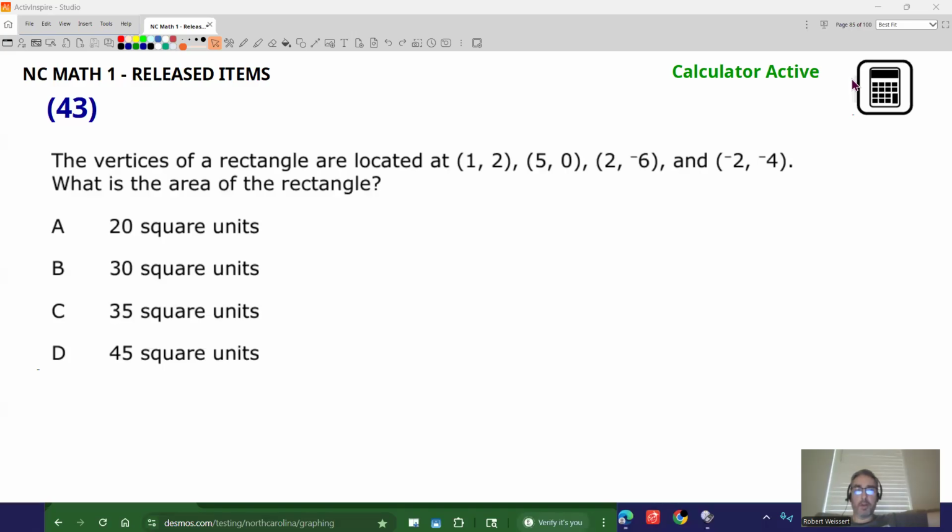Question 43, North Carolina Math 1 release items, calculator active. The vertices of a rectangle are located at (1, 2), (5, 0), (2, -6), and (-2, -4). What is the area of the rectangle?